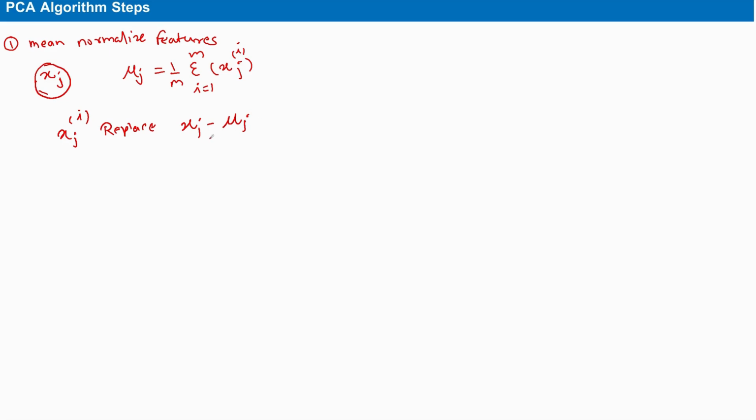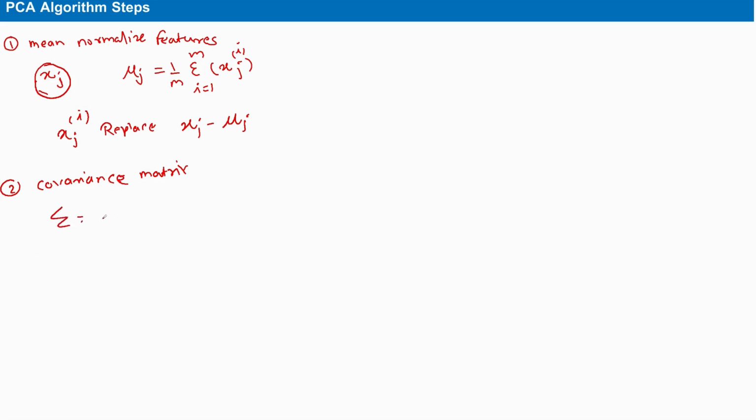Okay, so that is the first step: you are doing the mean normalization, which means all the features will come into the same scale. Then after that, the second step is to compute the covariance matrix. In order to compute the covariance matrix, the formula is, yeah, so this is the covariance matrix, and it is denoted by this symbol.